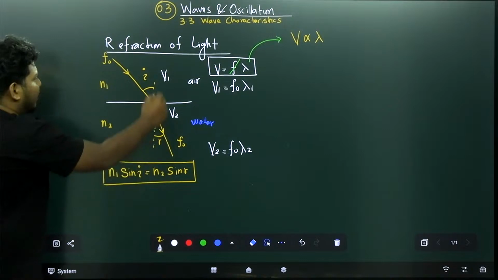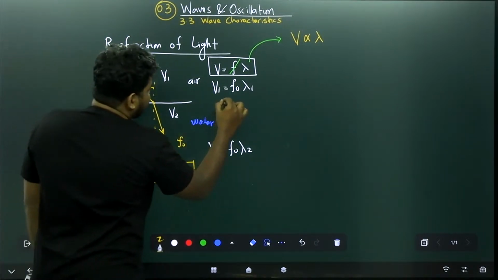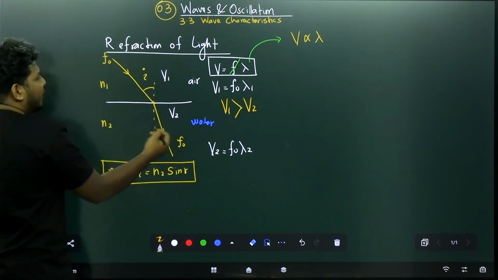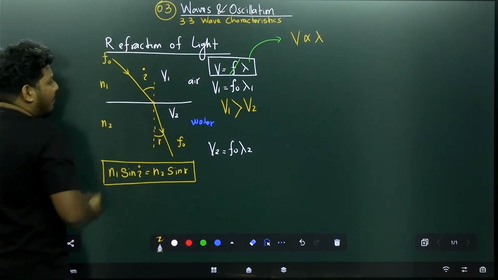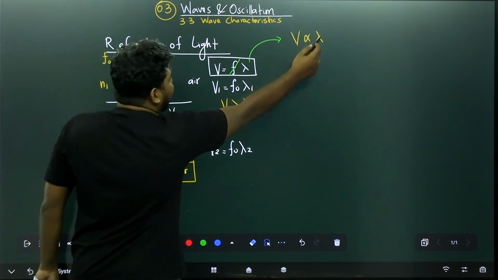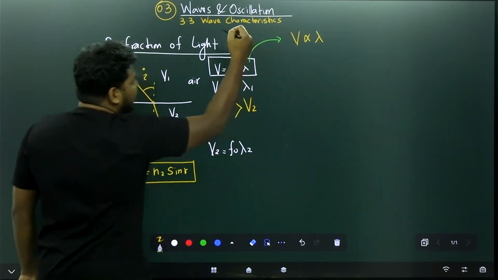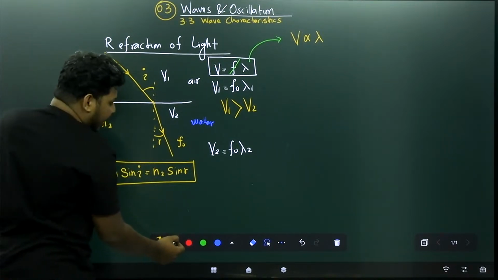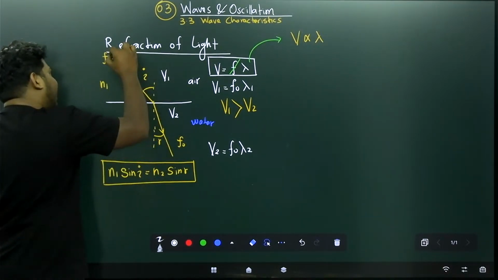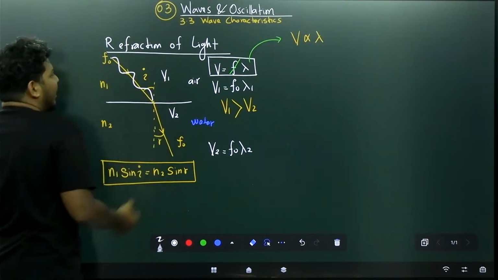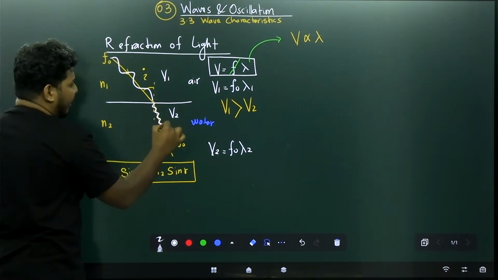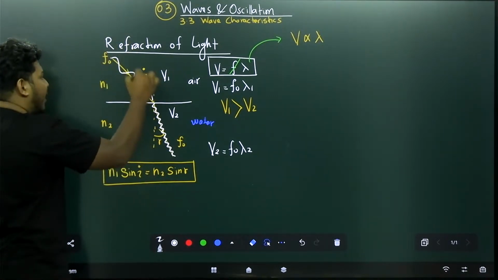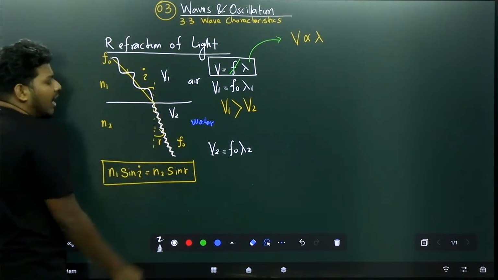So this is the maximum speed. We already know this one. So I can say that V1 is greater than V2. V1 is the greatest one and V2 is the lowest one here. So when V increases, lambda increases. When V decreases, lambda decreases, because V is proportional to lambda here. Look at this one. This ray has a long lambda and this one has a low lambda. The lambda is high here, the lambda is low here.